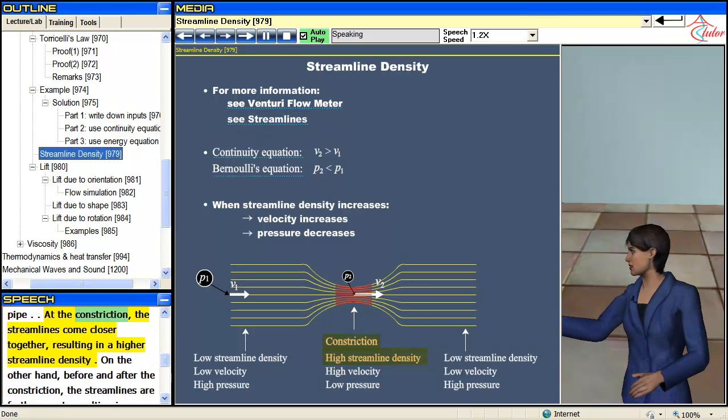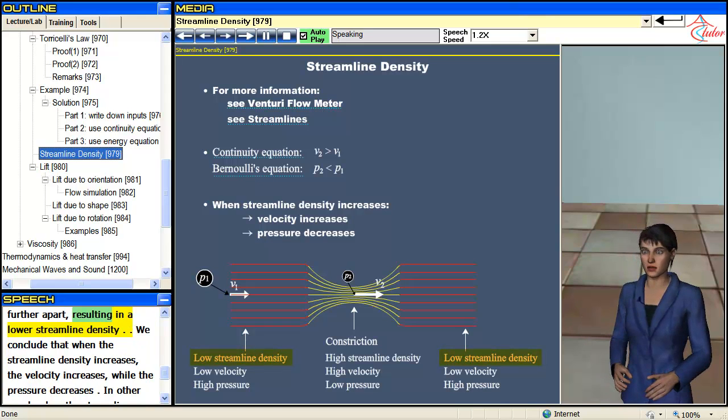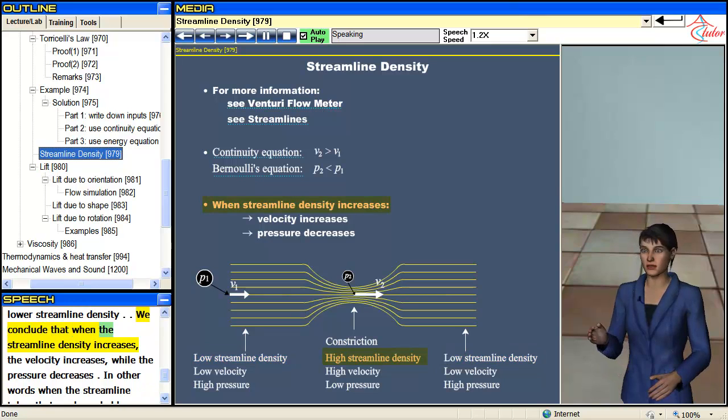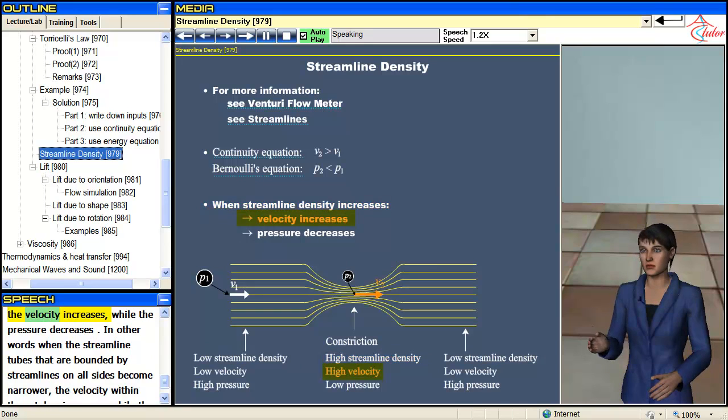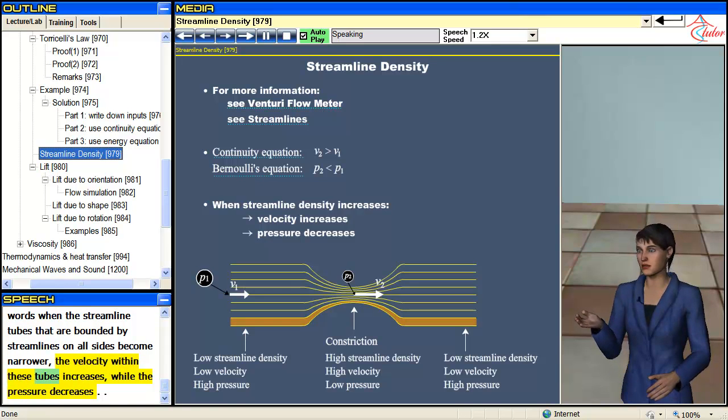At the constriction, the streamlines come closer together, resulting in the higher streamline density. On the other hand, before and after the constriction, the streamlines are further apart, resulting in the lower streamline density. We conclude that when the streamline density increases, the velocity increases, while the pressure decreases. In other words, when the streamline tubes that are bounded by streamlines on all sides become narrower, the velocity within these tubes increases, while the pressure decreases.